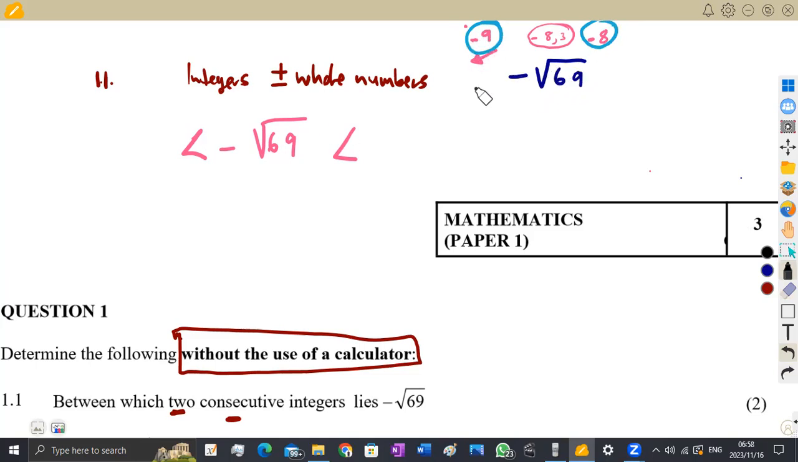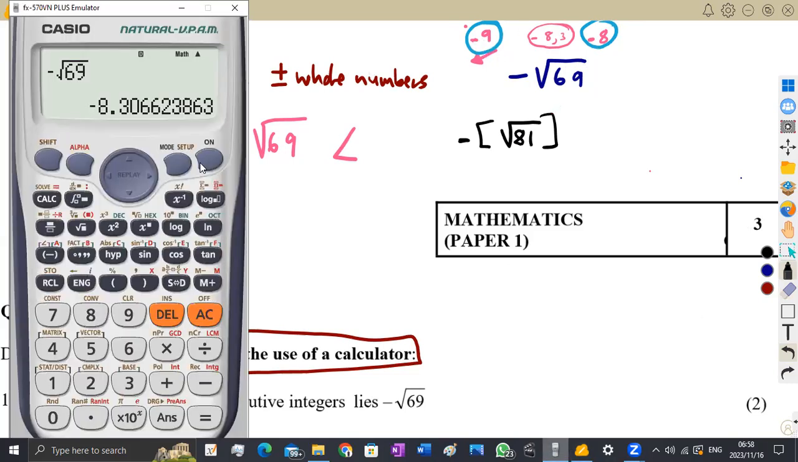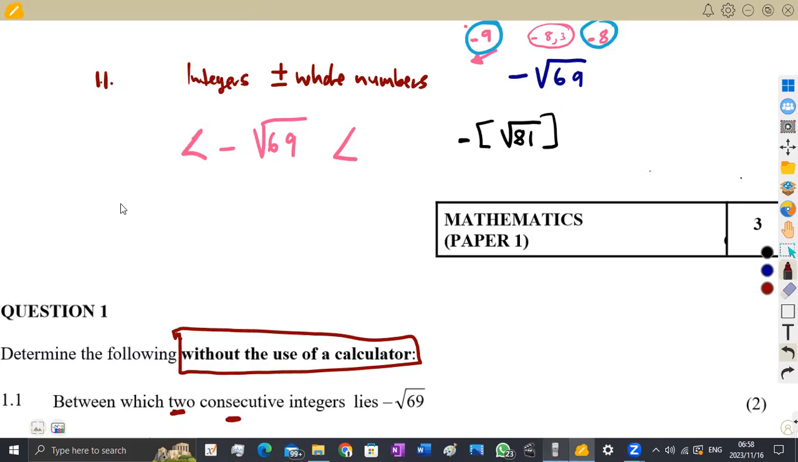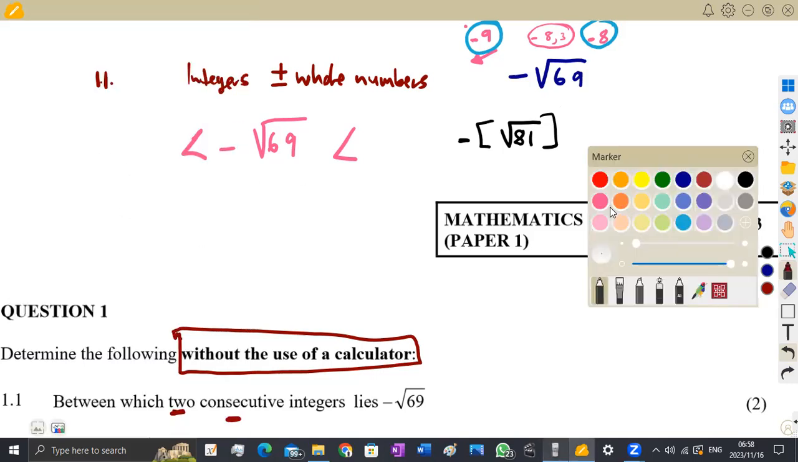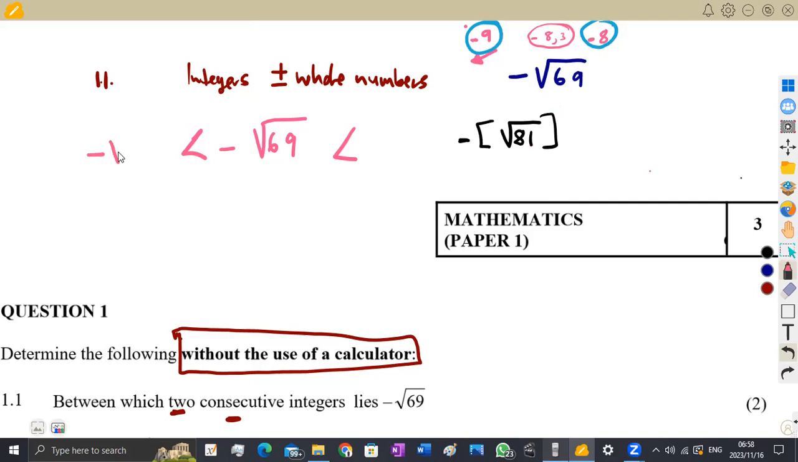So you have to ask yourself, in order to have a negative 9, it must be the square root of what? Which gives us a 9. It must be the square root of 81, which gives us a 9, and you multiply by a negative. So in actual sense, guys, to know the square root, you simply square that number. You're talking about 9. So simply square that number. 9 squared is what? It's 81. So it means we are limited at negative square root of 81 at this side, because the square root of 81 gives us 9. Then you multiply by a negative, it's now negative 9.